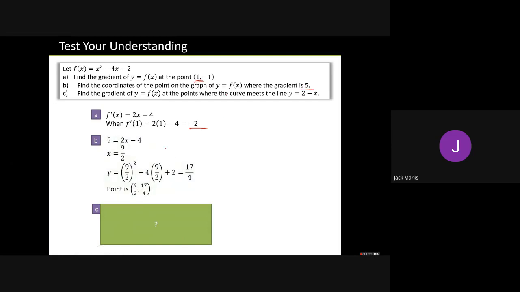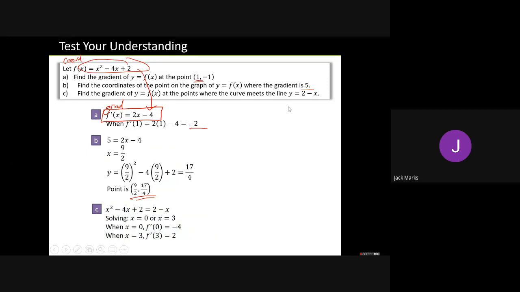So this is like a backwards question. Remember, the gradient function comes from this one here. So if we're talking about the same graph each time, we can just keep using this one here. This is about coordinates. This is about gradient. And if it says a coordinate, then you need a coordinate, not just an x value.